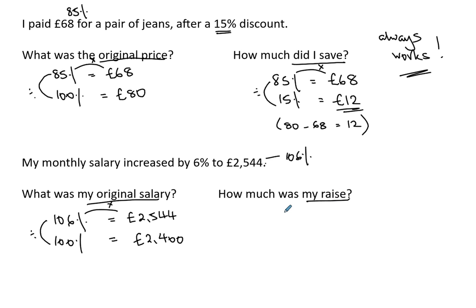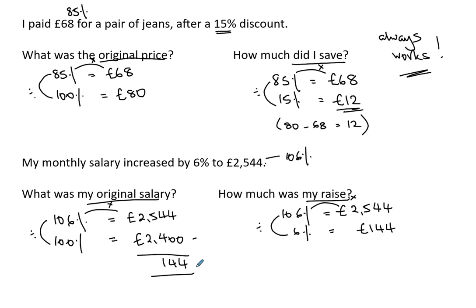How much was my raise? So again, 106% equals 2544. So then the 6% equals that divided by that times that, and it's 144, which you can see is the difference between those two. Isn't that quite soothing? And again, you've got rhythm, so it's just so easy to remember how to do it. As long as you've got a nice cool, soothing method to do something, you can make it as flexible as possible.